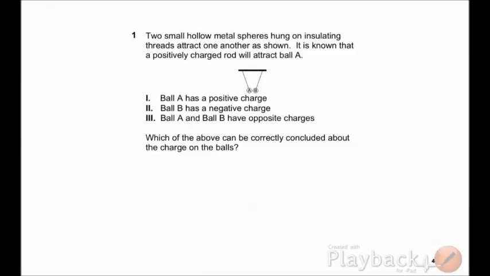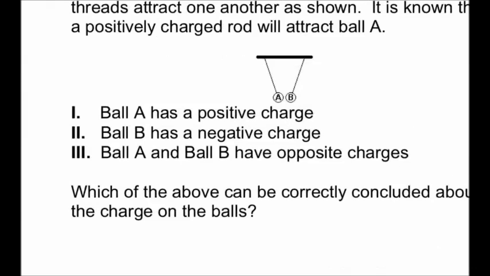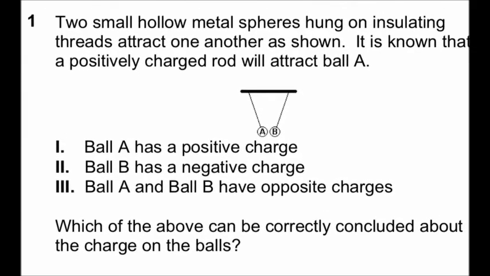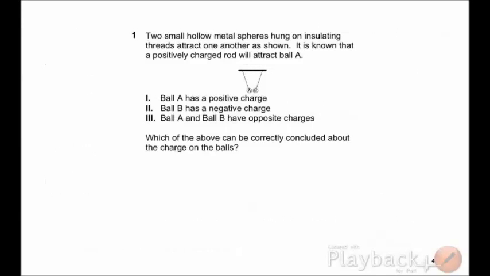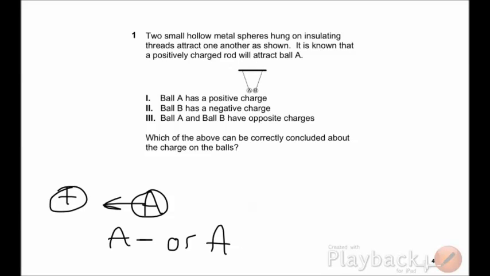Alright, keeping that in mind, let's look at this example right here. I have two small hollow spheres hung on an insulating thread. So basically I've got two metal spheres and there's some sort of thread that's not metal attaching them. And we know that a positively charged rod will attract A. So that means that if I have a positive charge, A is attracted to it. Now that could mean two things. A could be negative, or A could be neutral.